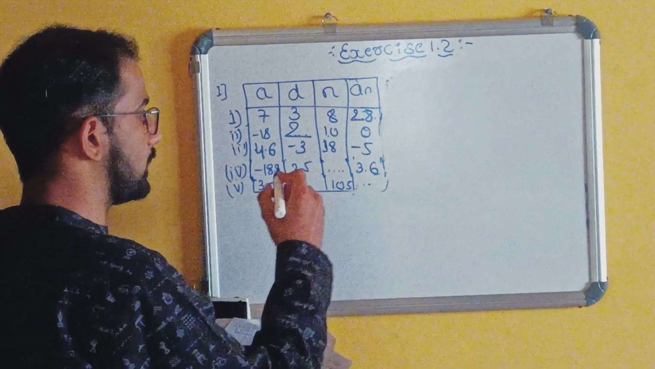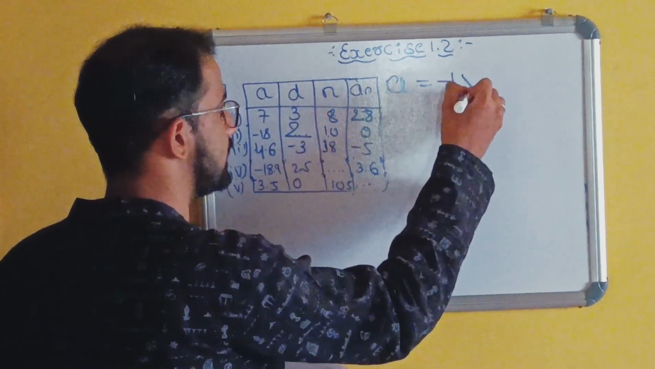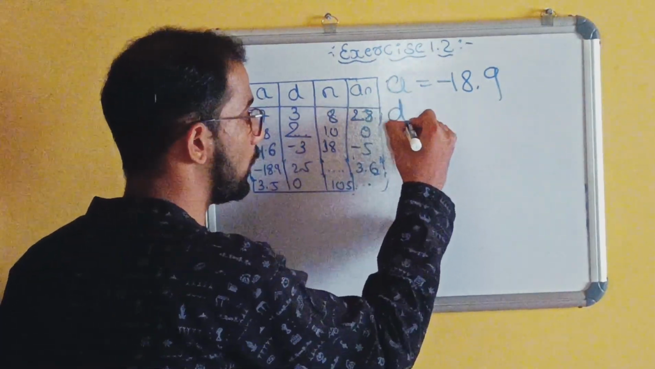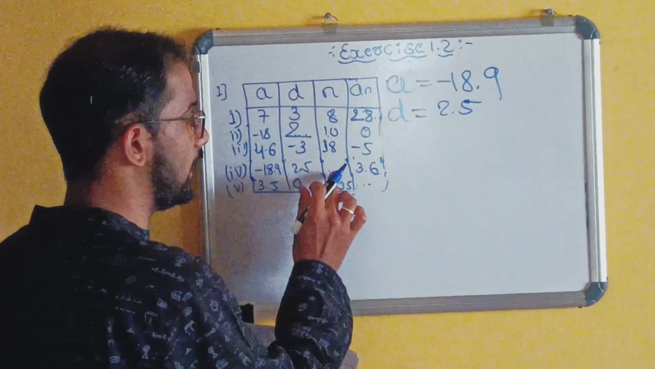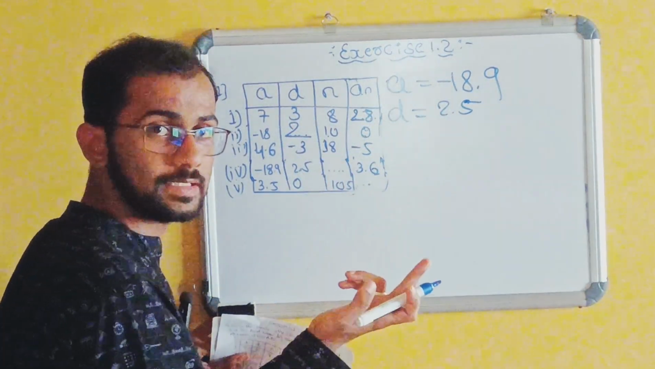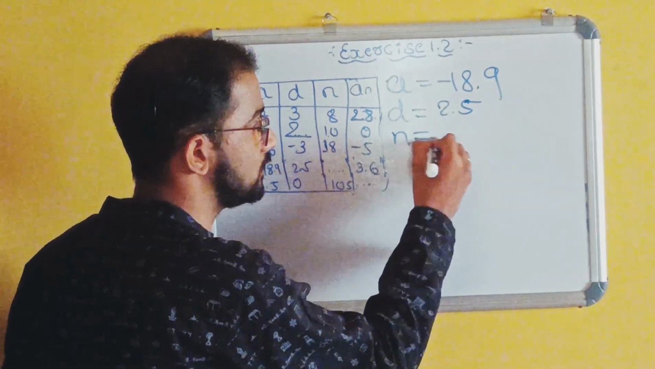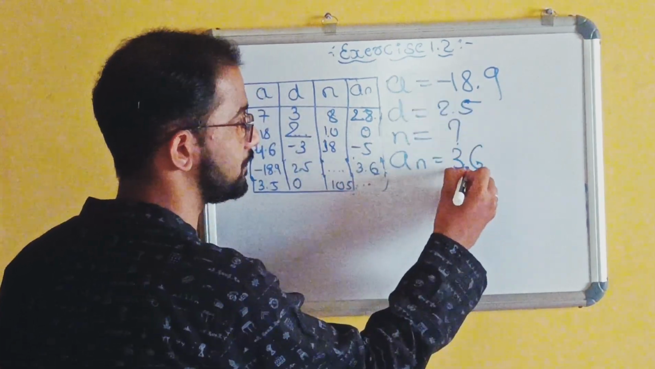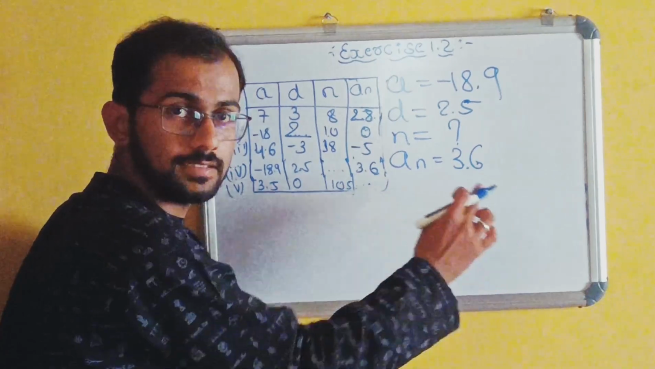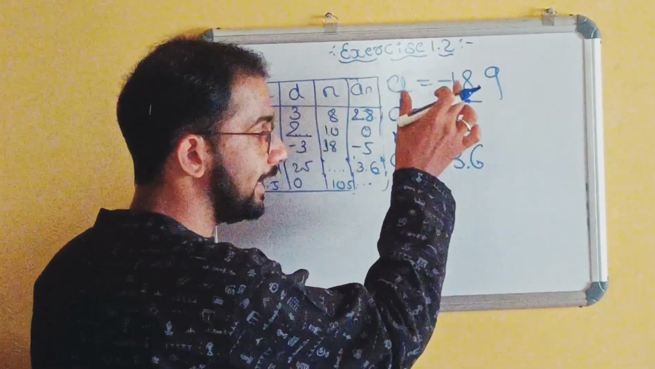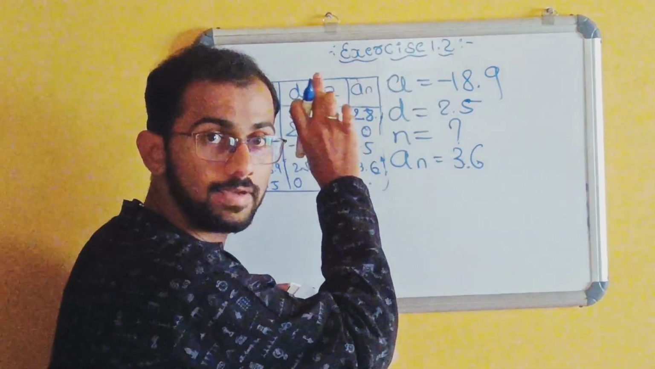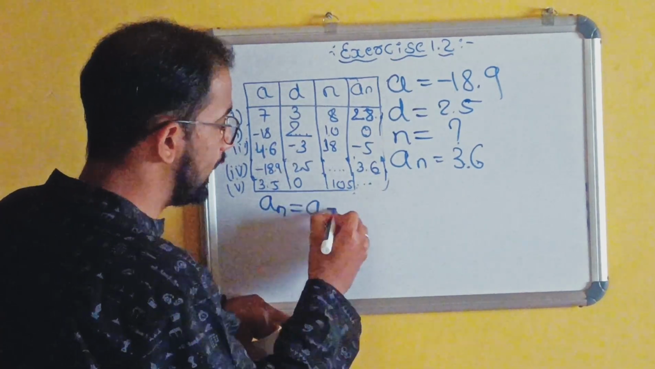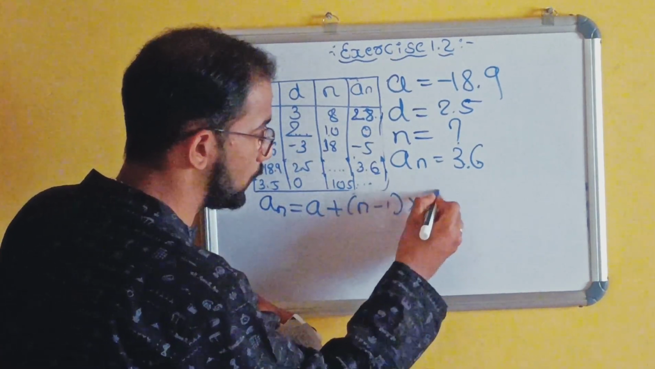Here, in the fourth one, A is given as minus 18.9, and D, the common difference, is given as 2.5. We don't know the number of terms in the sequence, that is the task here. n is not given, and An is given as 3.6. So using these three pieces of information, A, D and An, we need to calculate the value of n. Let's see, again consider the same formula, An equal to A plus n minus 1 into D.